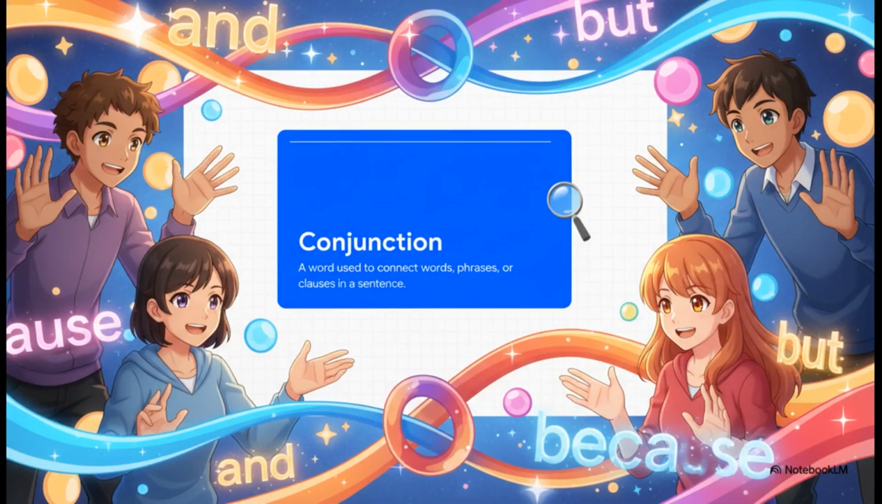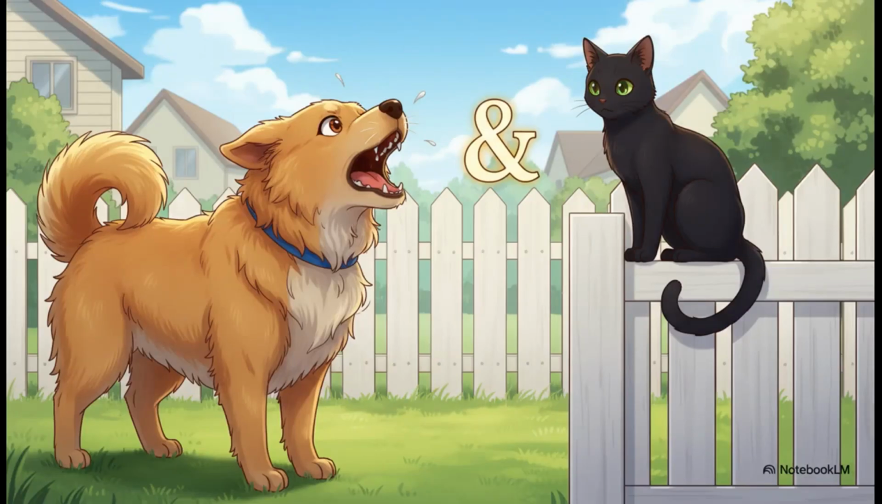Our next player is the ultimate team player, the conjunction. Words like and, but, or, and because are all about connecting things. They can join single words, groups of words, or even entire sentences, which lets us express multiple ideas all at once. Let's see it in action. The big dog barks loudly in the yard and the cat watches. Whoa! With that simple word, and, we've just connected two complete ideas into one, more complex sentence. This is how we start to build rich stories with our language.